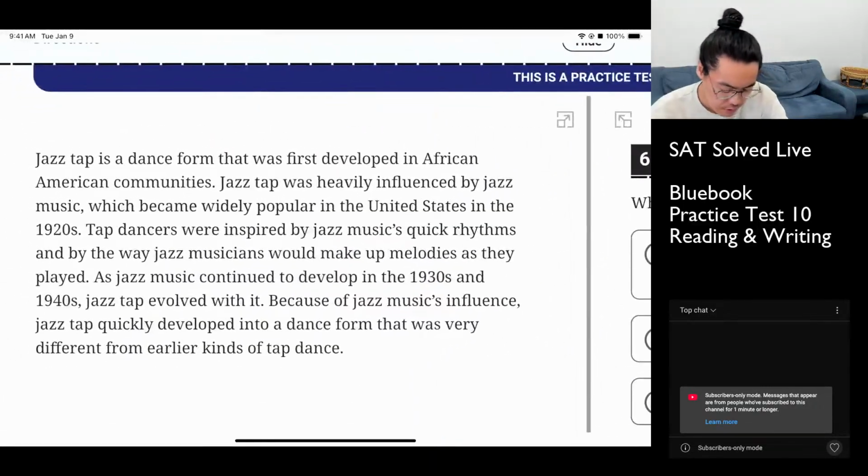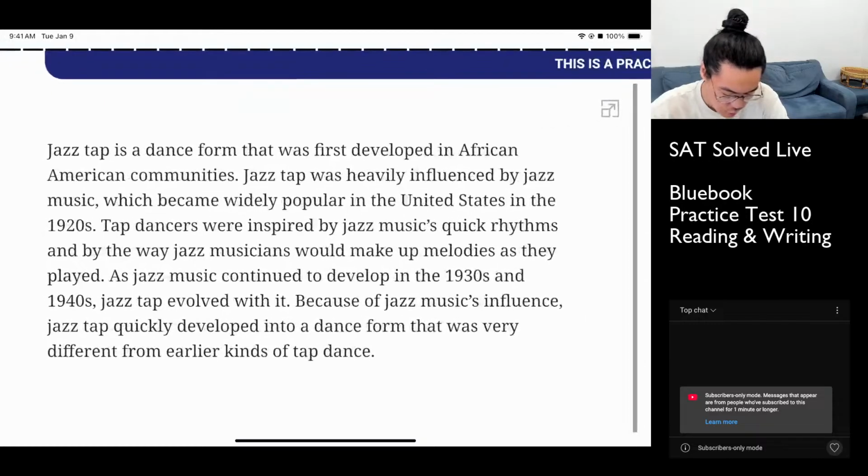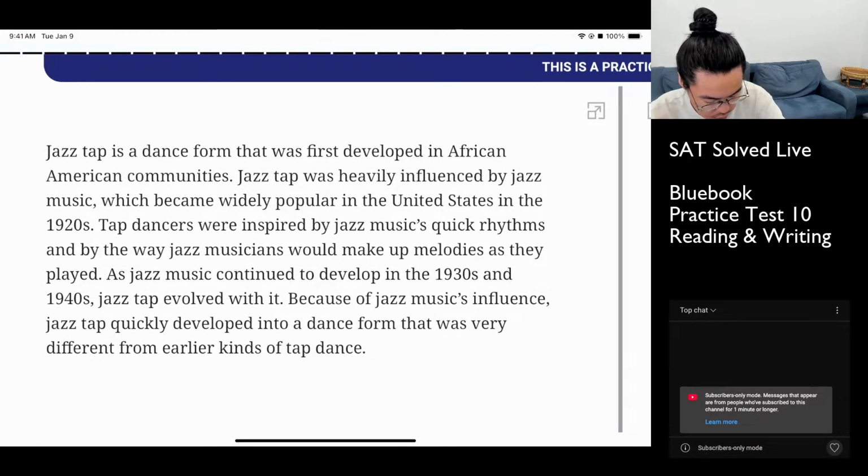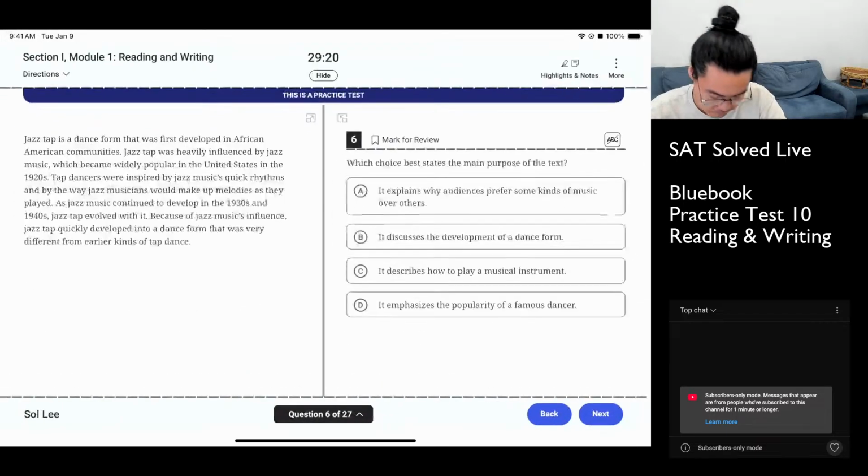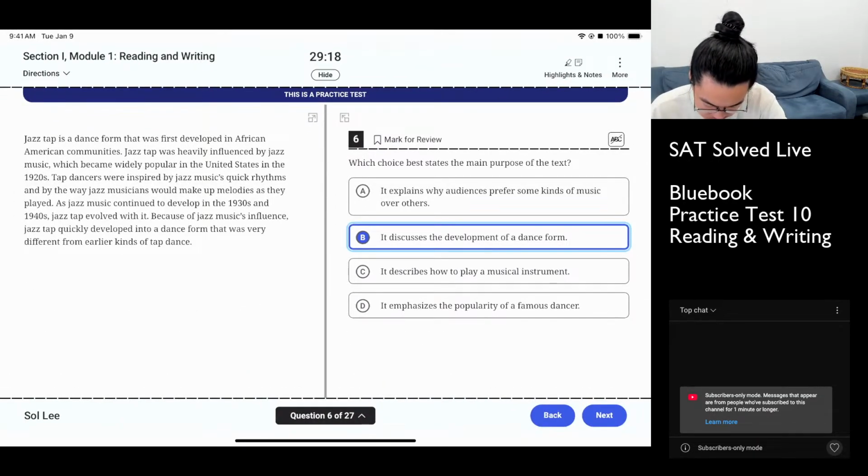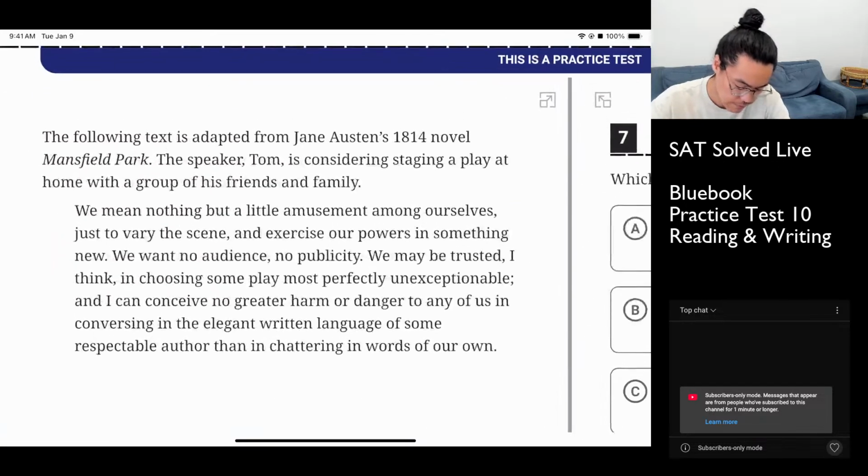The main purpose of the text is to outline the history of jazz tap and its evolution, like where it got its influence from and how it changed over time. So development is exactly what I was predicting, and I'm just double checking all the other ones, and yes, that's correct.